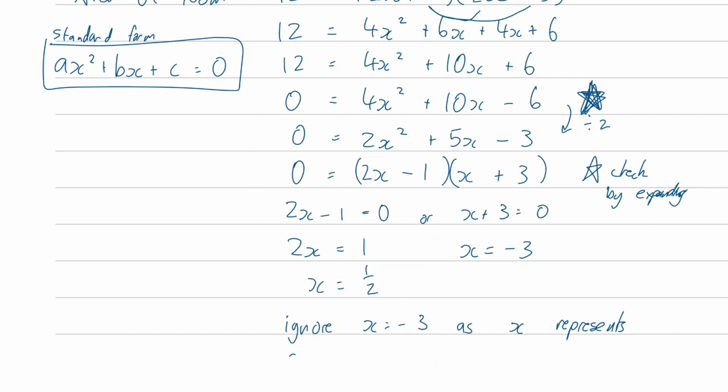So to get excellence on this question, we had to firstly write the equation of the area, factorize and solve for x, and then ignore the negative solution because it doesn't make sense in this context.